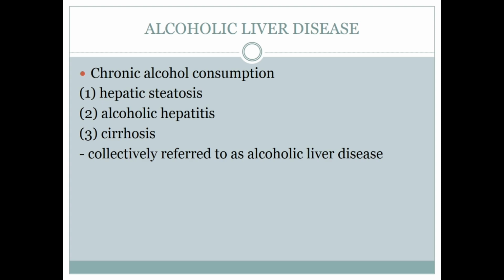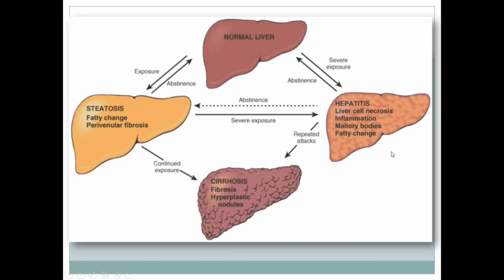Then alcoholic liver disease. I have not really touched on this. It goes on to cirrhosis, but alcoholic liver disease is also one very important question for you. You have to know that chronic alcohol consumption causes hepatic steatosis, meaning that there is fatty liver. Alcoholic hepatitis can happen, meaning that there can be injury or inflammation of the hepatocytes, and then cirrhosis, which you already know. Collectively, if you see these, it is referred to as alcoholic liver disease.